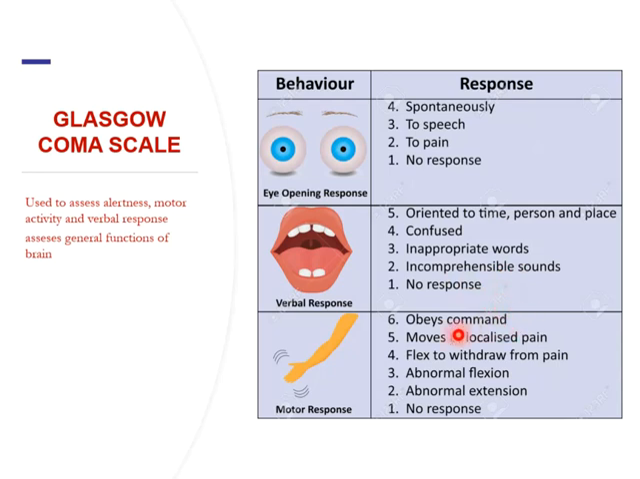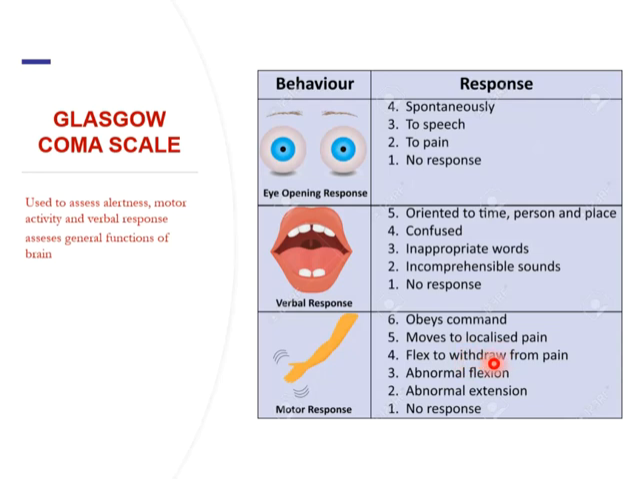Then they tell the affected individual to move their right hand, move their left hand. If they can do it, then the score is 6. If they do not do it, then they try to cause a stimulus in one of the hands, and if they can move that hand, that means they can localize the pain, and the score is 5.